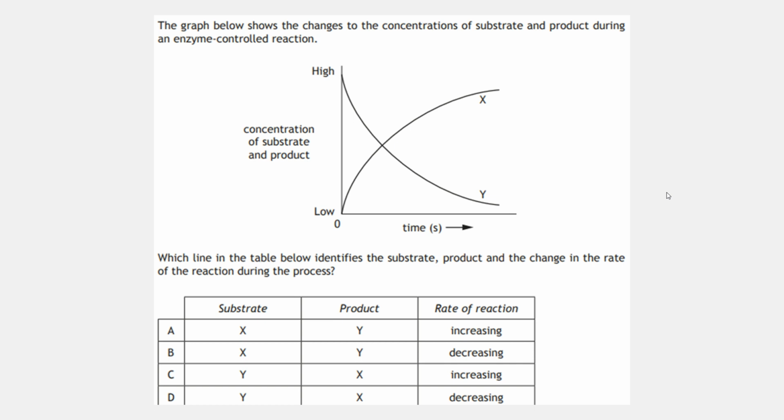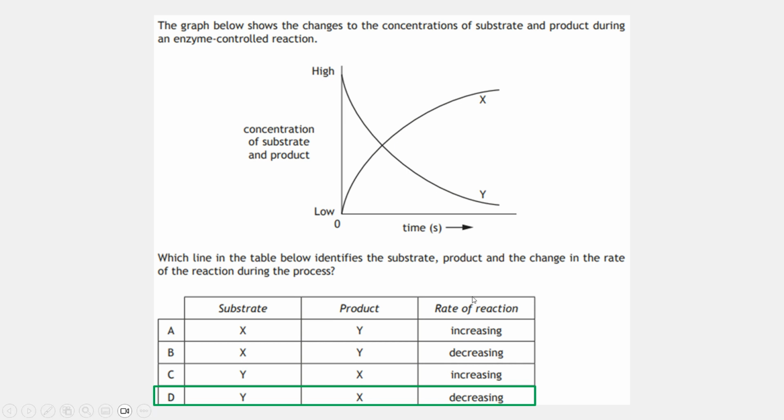The correct answer here is D. Let's look back at the graph. We've identified Y as our substrate, and that makes sense. From the start to the end of the reaction, Y is going to be converted into its product, so we would expect the substrate concentration to decrease as the reaction continues. Which means X must be the product, and again, that makes sense because X is what we're making during the reaction, so we would expect its concentration to increase the more we do the reaction.